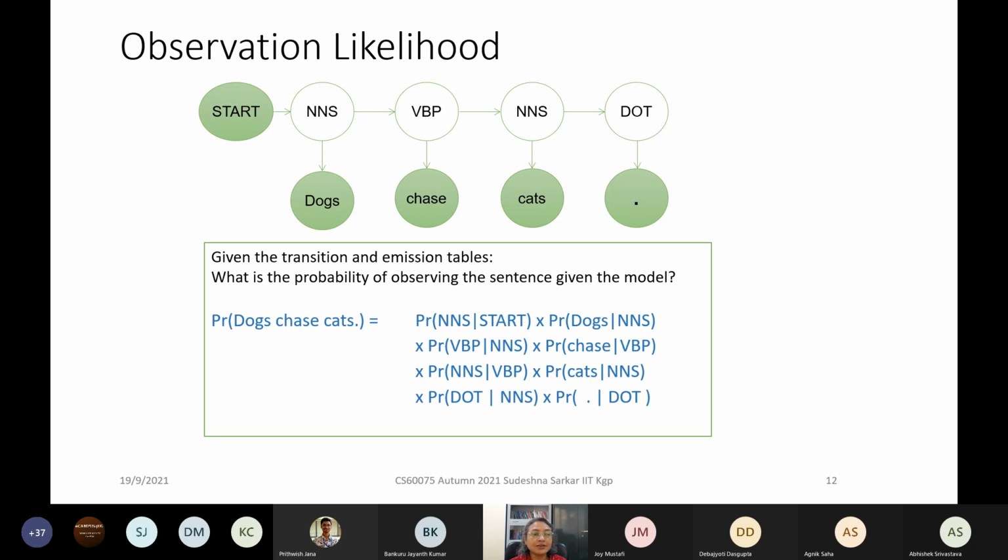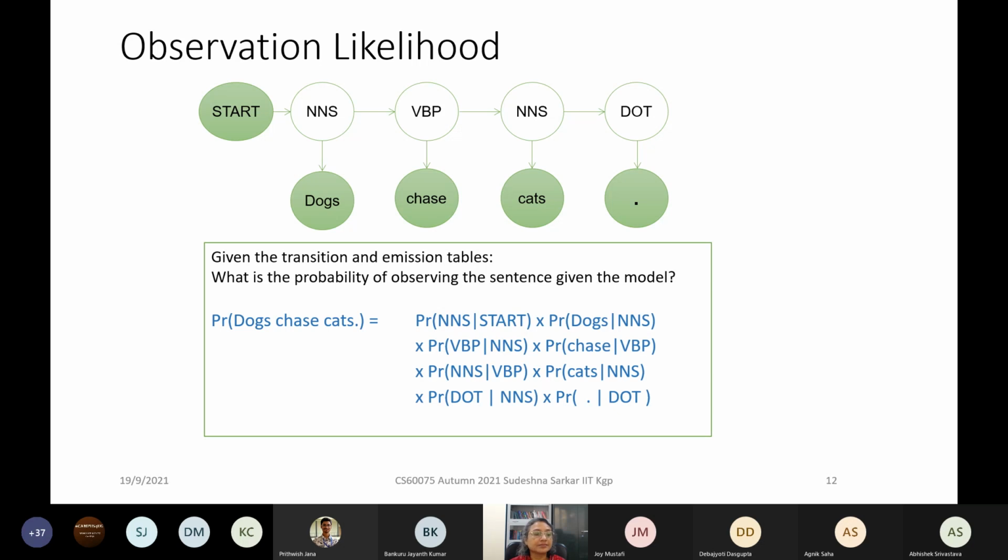We find out the probability of start given noun, times probability of dogs given noun, times probability of verb given noun, times probability of chase given verb, and so on, right? So given the conditional independences which are encoded in the Bayesian model corresponding to the hidden Markov model, we can find out the probability of a word sequence, which is worked out here. So is it okay with everyone? Has everybody understood this? Ma'am?